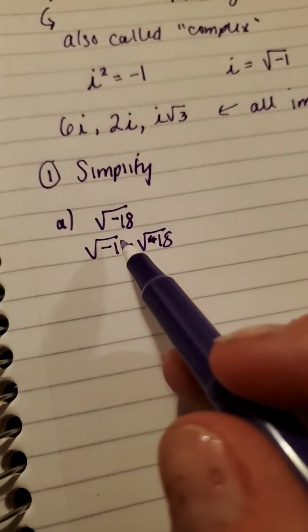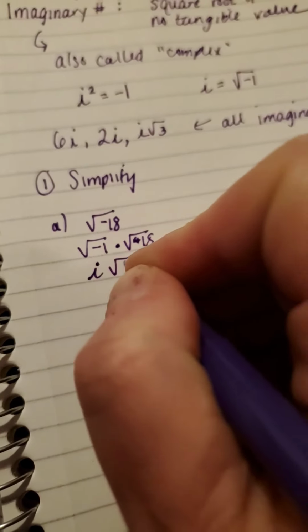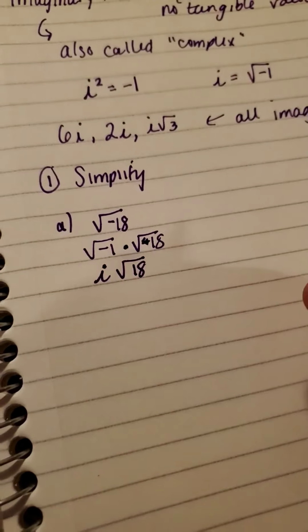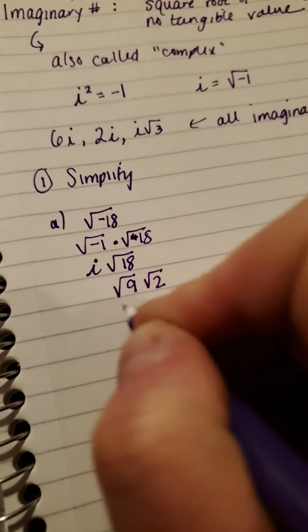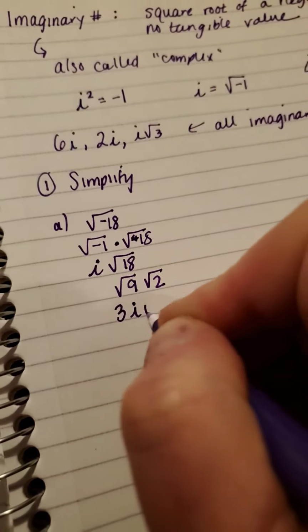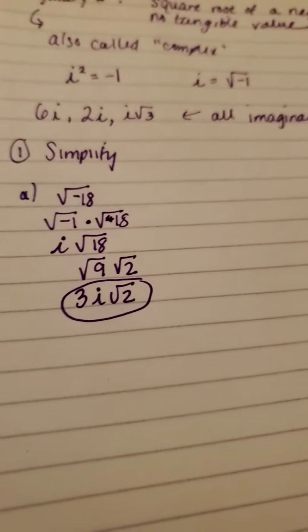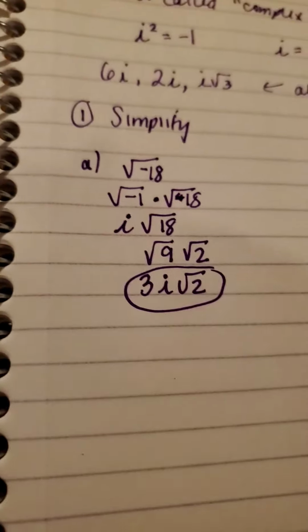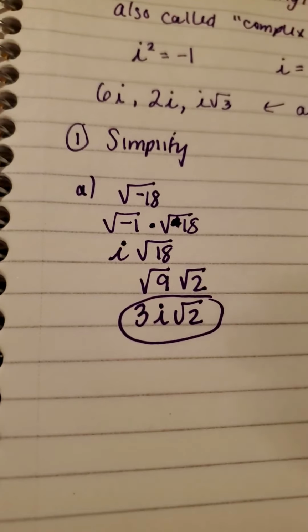The i equals radical -1. So I'm going to remove that. And now I can break this down like I always would. So this simplifies into 3i radical 2. You'll probably show that in fewer steps than I just did, especially as you get good at this. But that's basically what's happening.